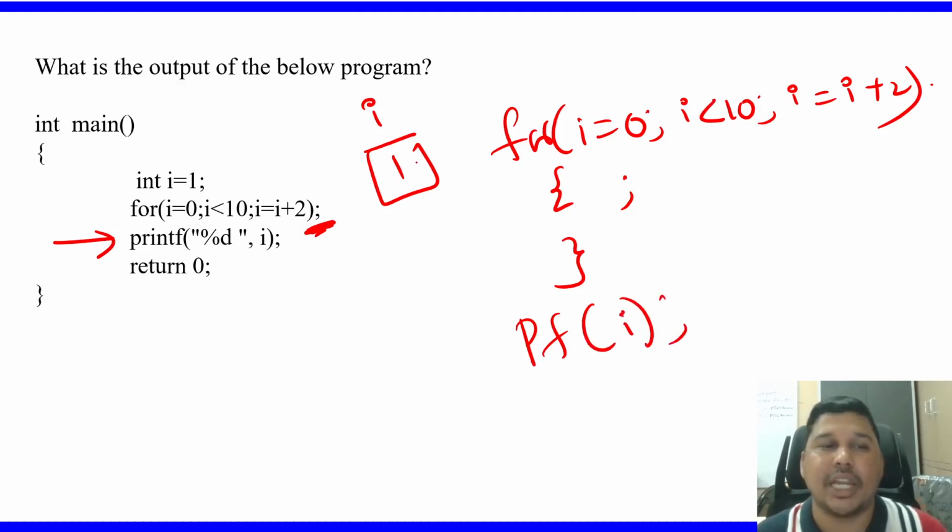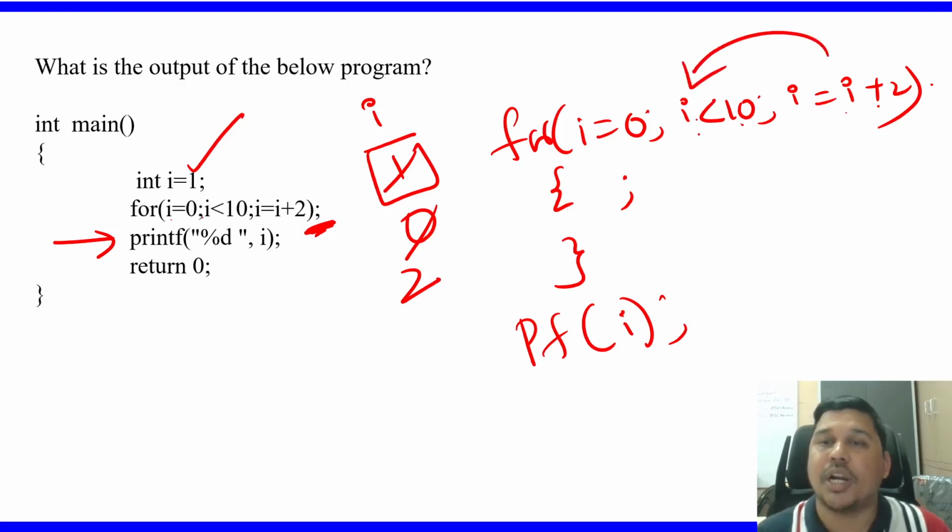Now what will happen? The i value is initially 1, but again I am writing i equal to 0. Because of this, the i value becomes 0. Is 0 less than 10? Yes. Enter. There is nothing to be done. Go to i equal to i plus 2. It becomes 2. Again, from here, come to the condition. 2 less than 10? Yes. There is nothing. Go to increment.